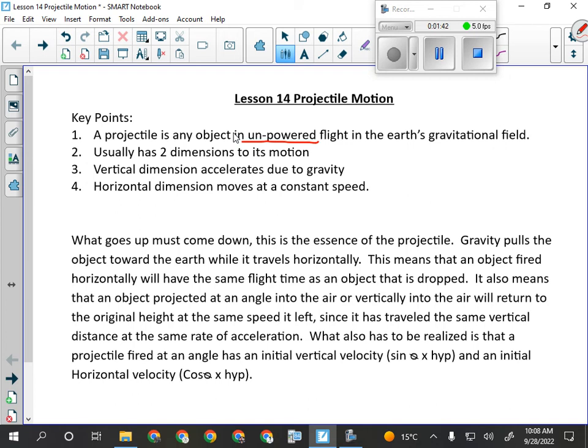Projectiles usually have two dimensions to their motion. Sorry. What about a kite? A kite is not, because it is using the wind to create lift. That's a good question.